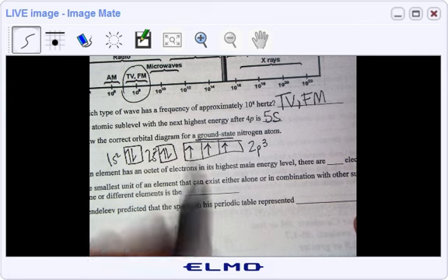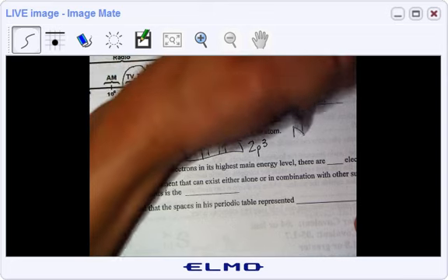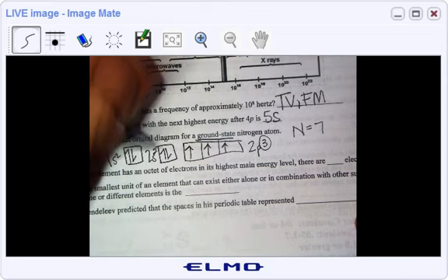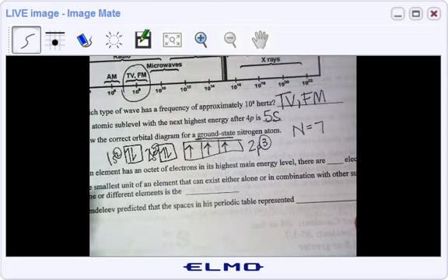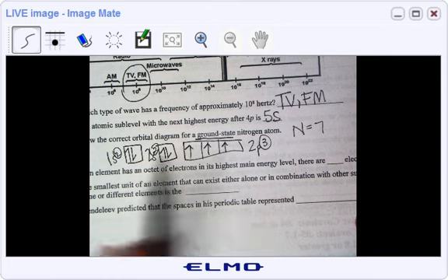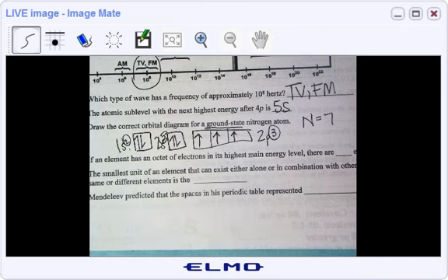Another way to check if you did it right, nitrogen was atomic number 7. You can add up these as well, and it should total 7. 3, 4, 5, 6, 7, and you should have 7 arrows as well.